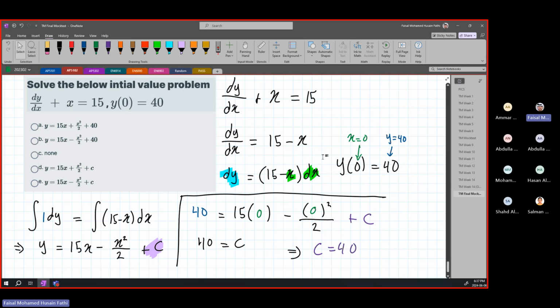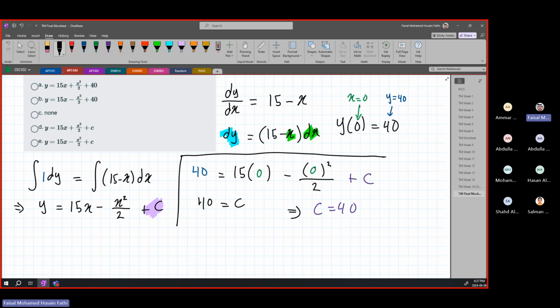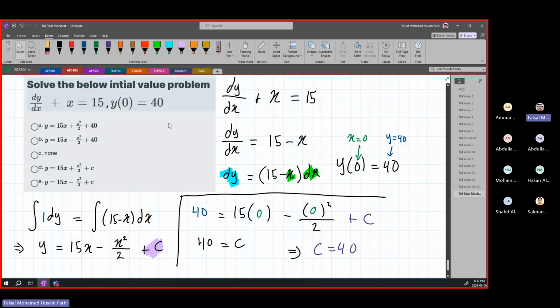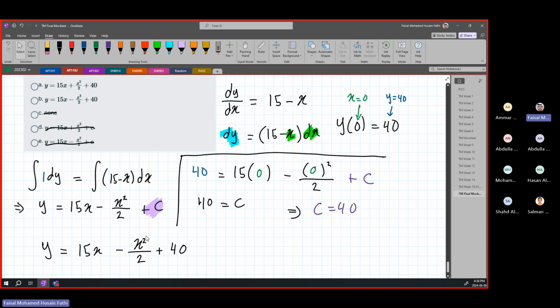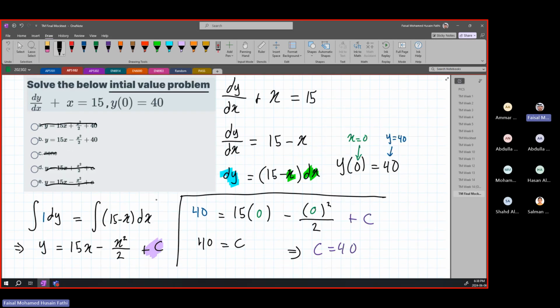So now we can plug our value for c back into our main equation. Y is equal to 15x minus x squared over 2 plus 40. So it's not going to be with c. C is wrong because this is an initial value problem. And then the equation is 15x minus plus. So it's not the first one, it is the second one. All right. Let's look at the next question.